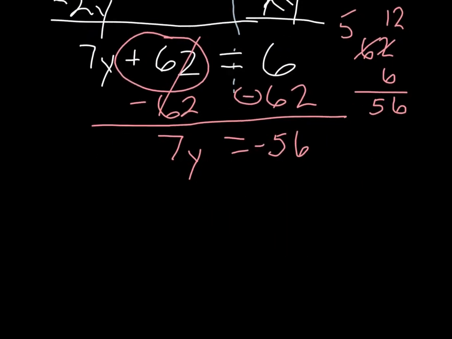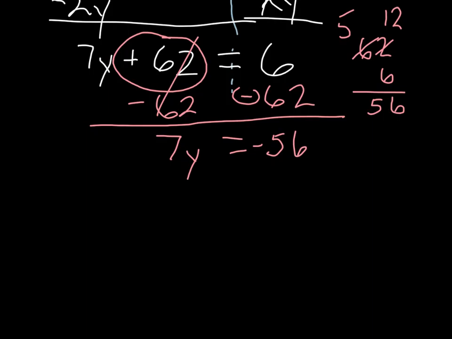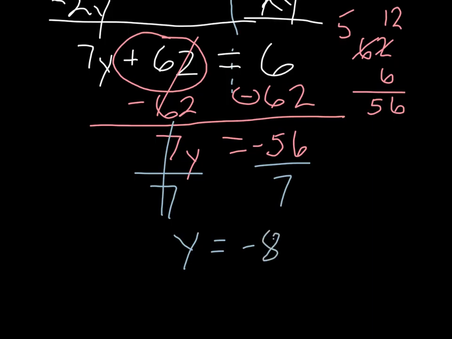And then our last step from our two-step equation is to go ahead and divide by that 7. So those will cancel, divide by 7, and y equals negative, I believe, 8, right? 7 times 8 is 56. So there you go. All done.